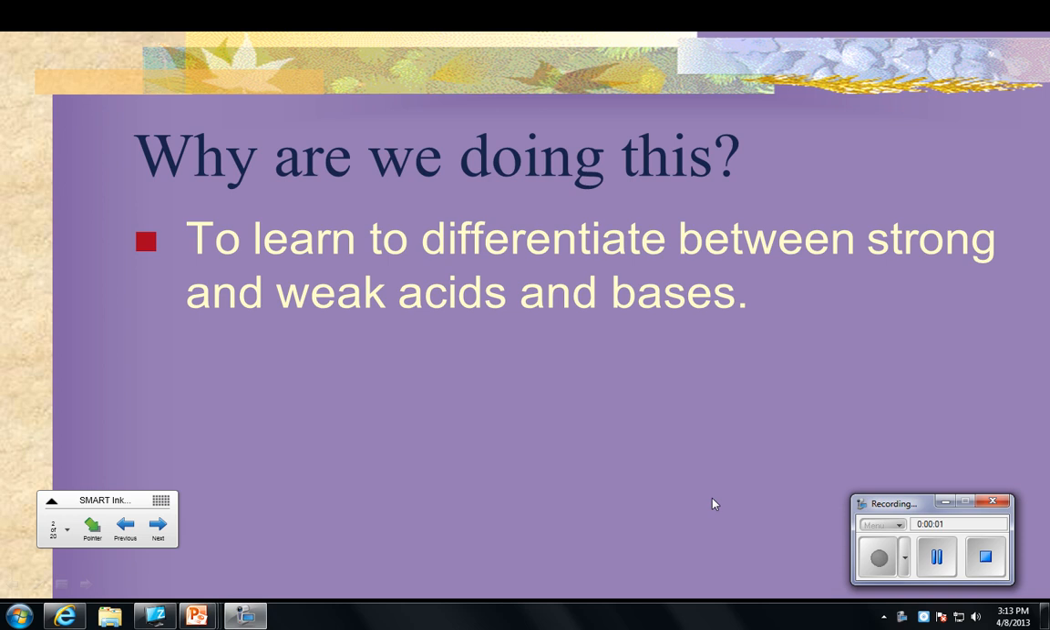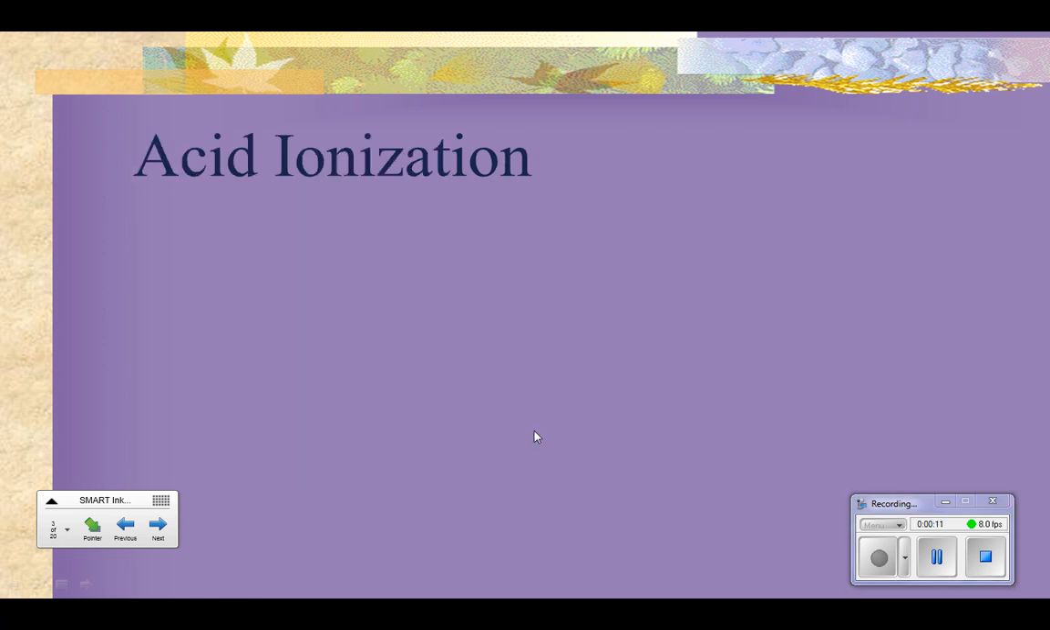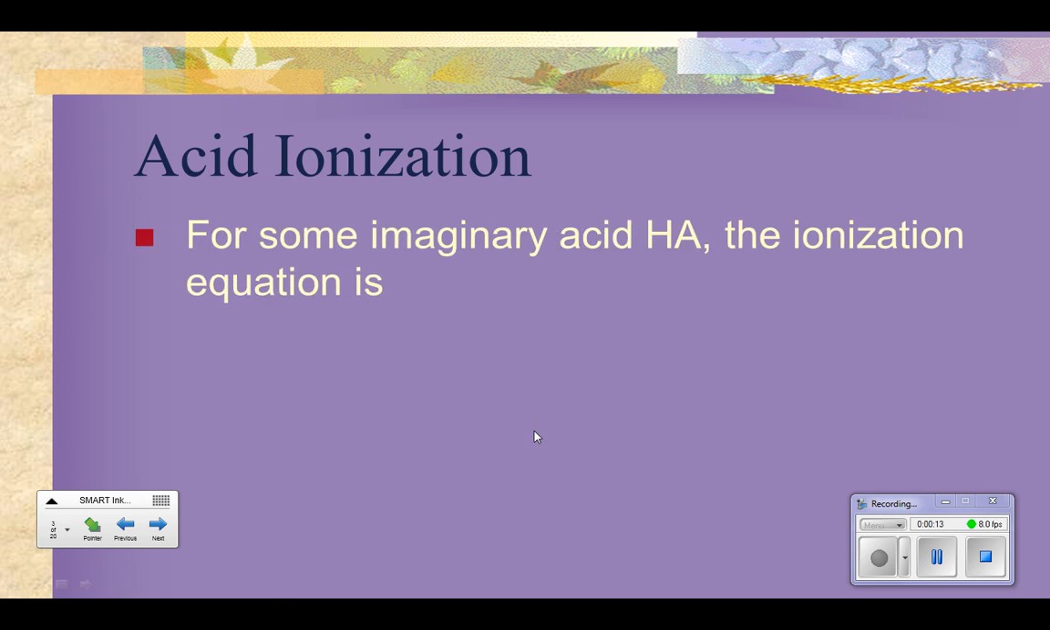In these next three videos, we're going to look at the strengths of acids and bases. And so we're going to start off this video looking at the ionization of acids. Now, if we had some acid, and we're going to make up an acid, we're going to give it the formula HA, and we know it's an acid because it starts with a hydrogen, which indicates that hydrogen is ionizable.